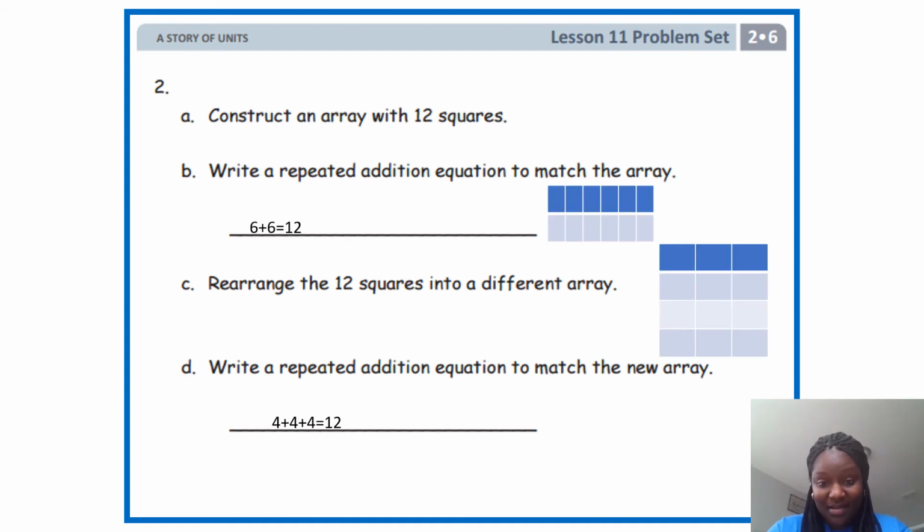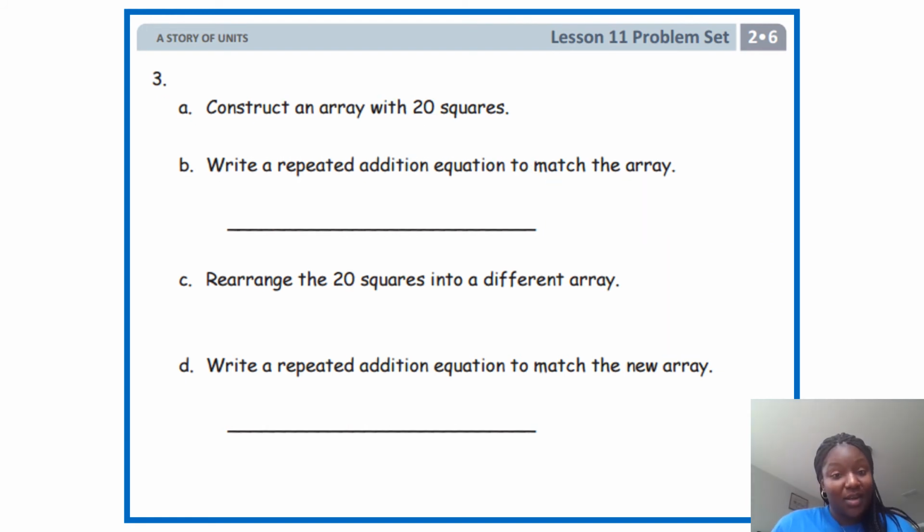And you're back. So, construct an array with 12 squares. Ms. Rimpson constructed her array. And then she wrote a repeated addition equation to match, which is 6 plus 6 equals 12. Then I rearranged the 12 squares into a different array. And I wrote a repeated addition equation to match the new array, which was 4 plus 4 plus 4 equals 12. Good job. You're almost to the finish line.